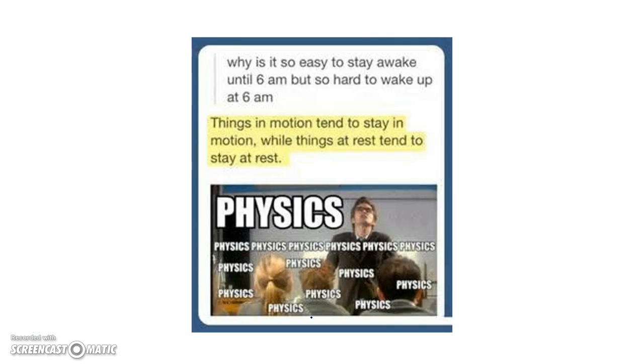All right, to leave you off with this, here is another example of the first law of physics. Things in motion tend to stay in motion, while things at rest tend to stay at rest, and that's why it's easy to stay awake through the night, but hard to wake up first thing in the morning. All right, I'll see you in class.